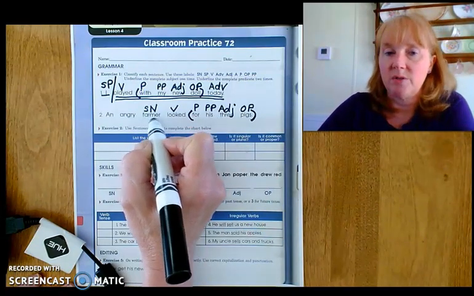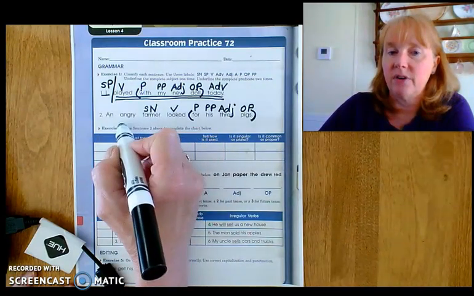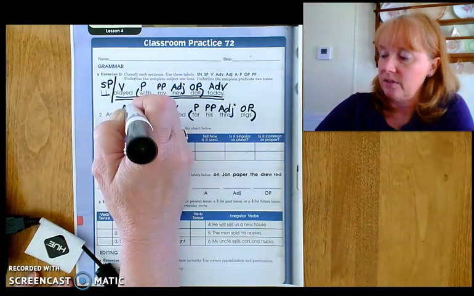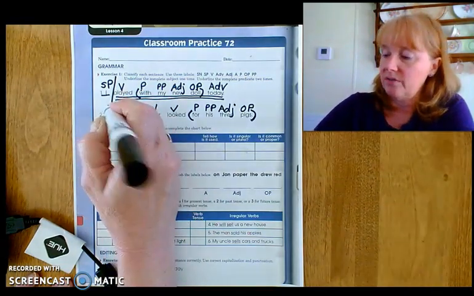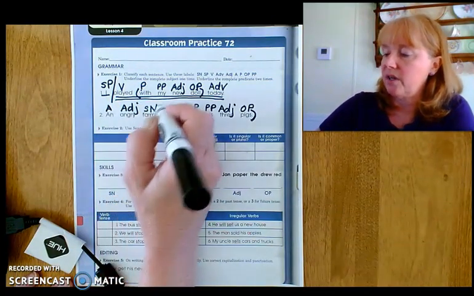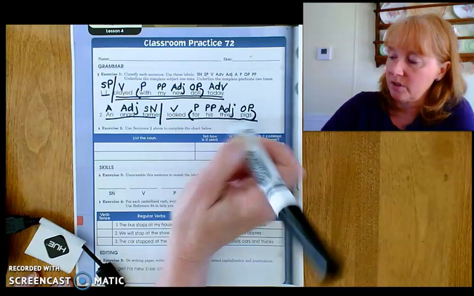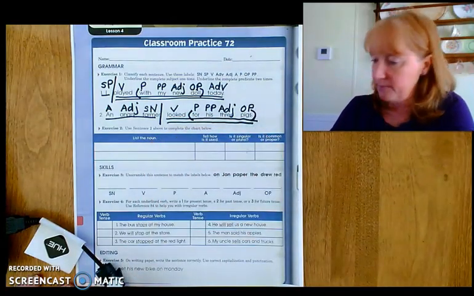Now we go back to our subject and we work our way to the beginning of the sentence. What kind of farmer? Angry. Adjective. An, article adjective. Go back to the verb, divide the complete subject from the complete predicate, underline the complete subject once and the complete predicate twice. Make sure your lines are nice and neat.